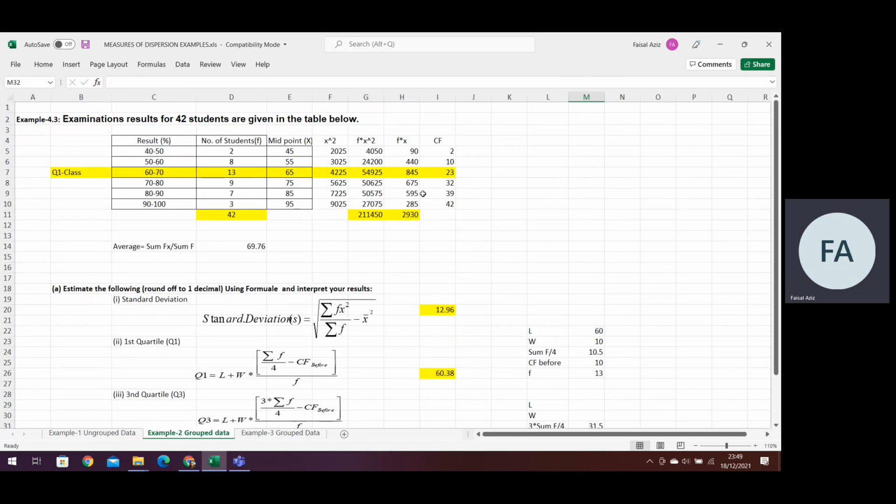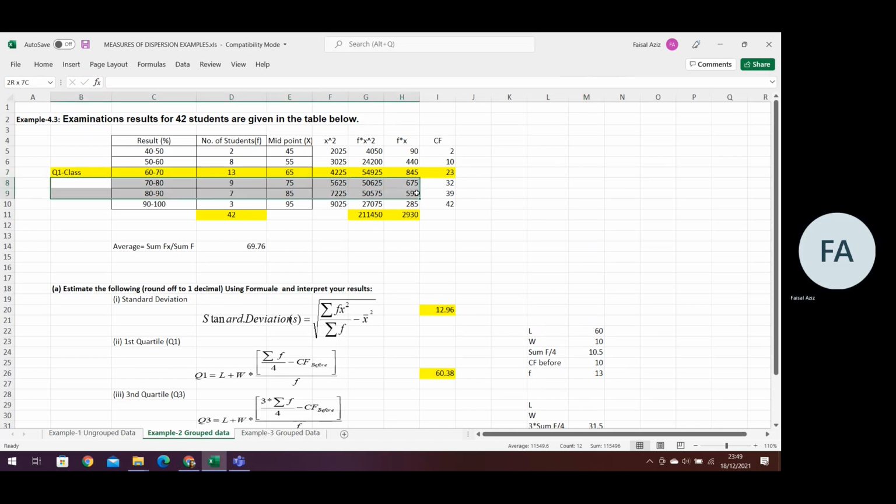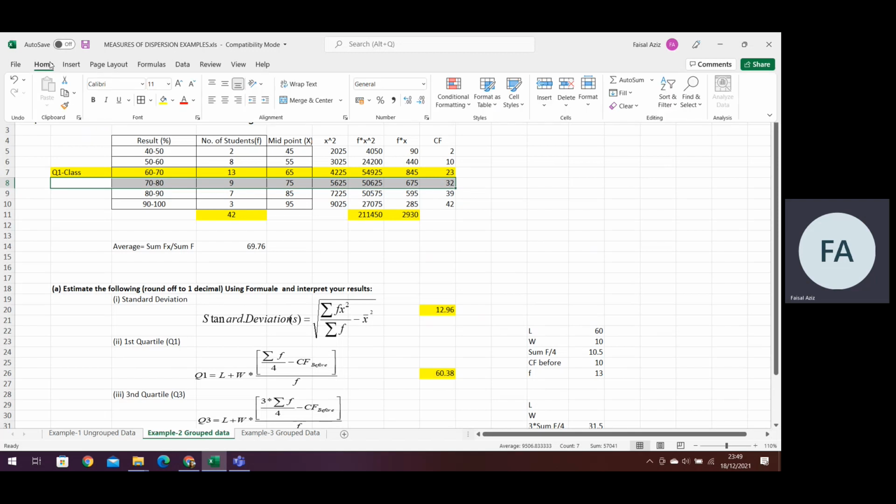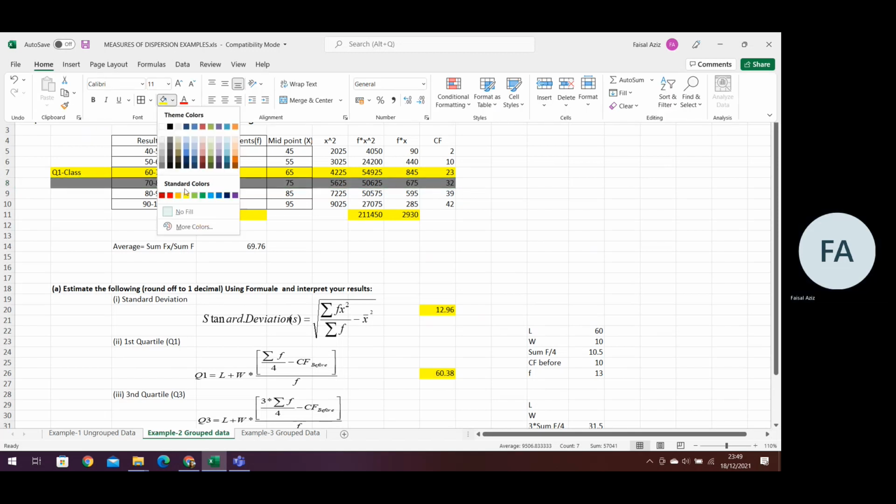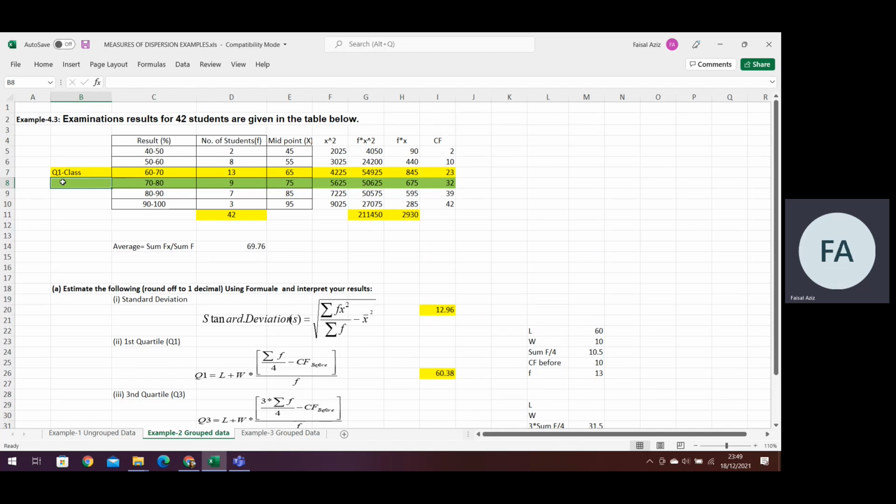Now 31.5 we will have to search here. You can see it will be this one. 31.5, it will be falling over here. Okay, so we'll select this class. It is between 23 and 32. So exactly 31.5 we are not having. So we have 32, so we'll select this class. I'm highlighting it with a different color, with green, and this is our Q3 class.